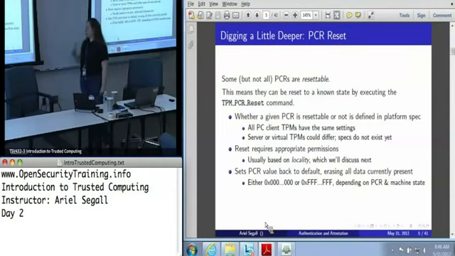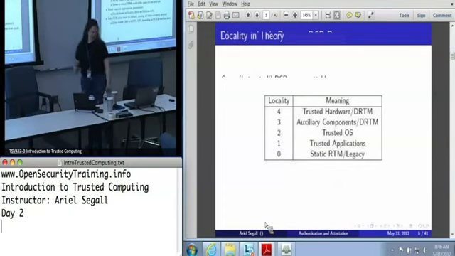So reset and extend, to be perfectly honest, both of these require appropriate permissions based on locality. So that's what we're going to talk about next.